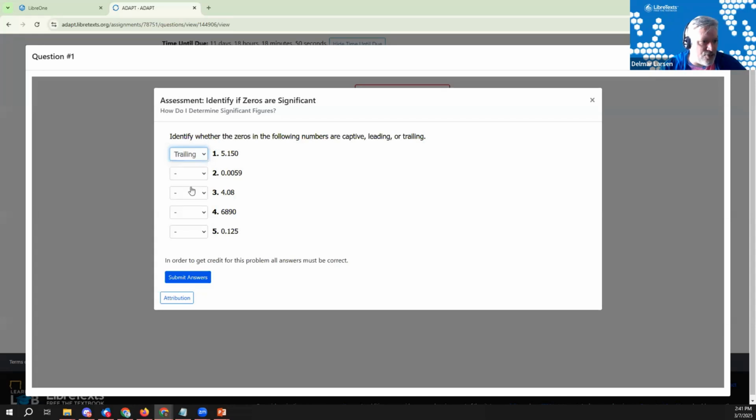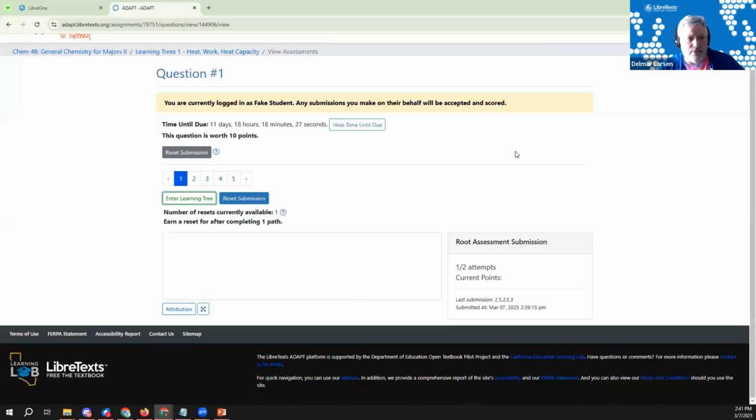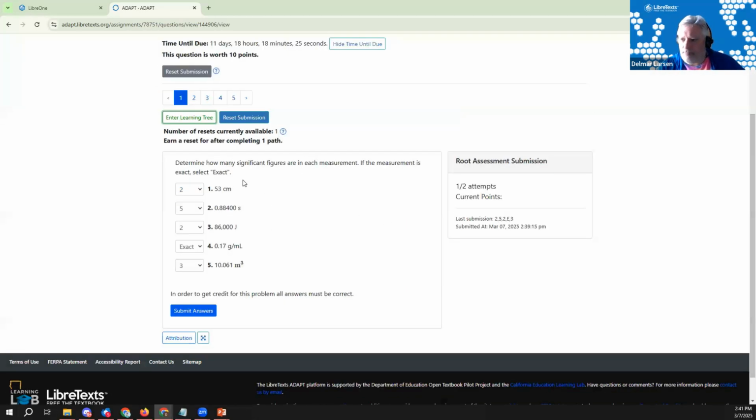Okay, so you have this thing. So this is a trailing. These are, I guess, leading. This right here is captive. This right here is trailing. This is, I guess, leading. And I've done it all right. Thank you, Mark, for helping me with my introductory chemistry. So I have gotten this correct. I've earned a reset, and now I can restart this and solve this problem again.